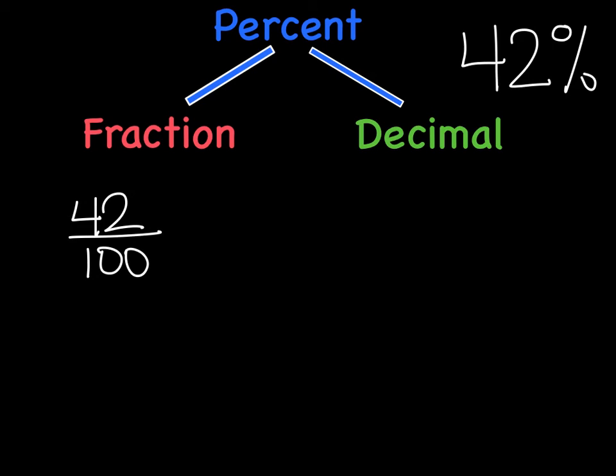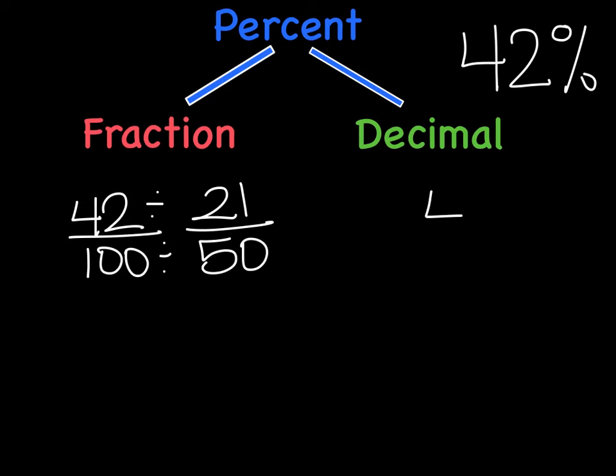You can see that these are both even. You can use your divisibility rules. It ends in a 2 and a 0, so you know that you can divide them both by 2. And so you would get 21 over 50, and that is in simplest form.